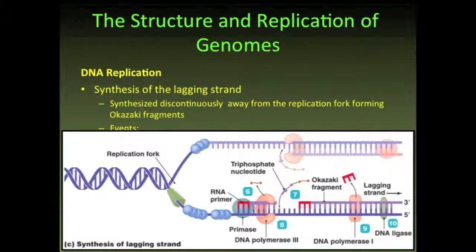The additional events that occur in the synthesis of the lagging strand cause its synthesis to lag behind that of the leading strand. Upon completion of both the leading and lagging strands, two new DNA molecules exist, each with one parental strand and one daughter strand. The two molecules are genetically identical to one another.